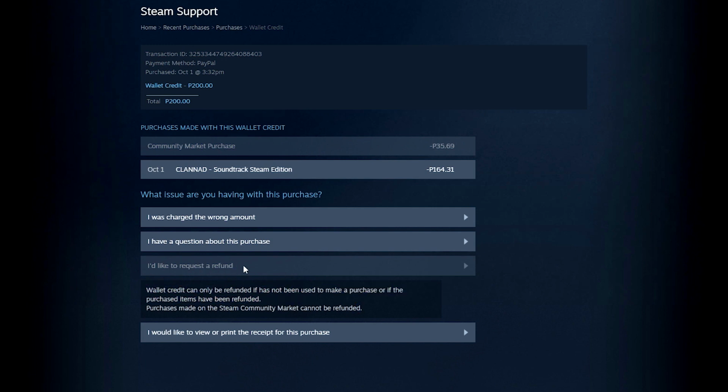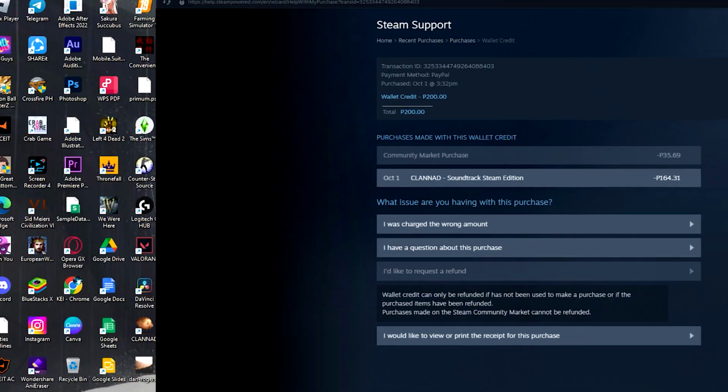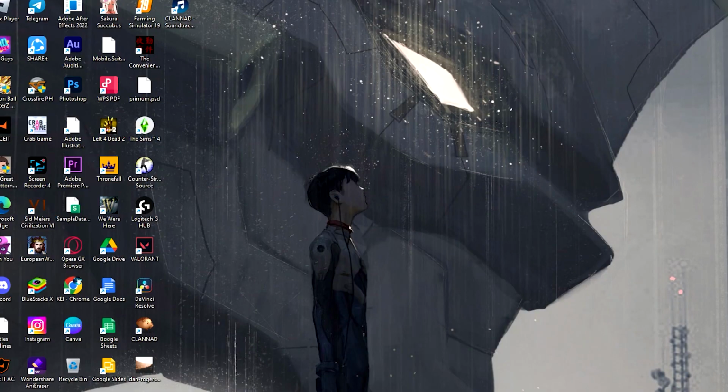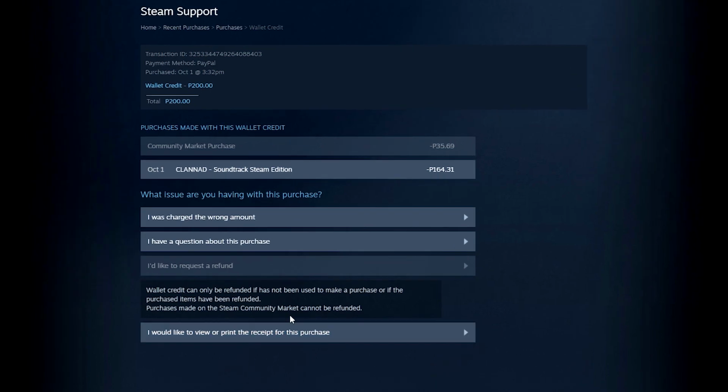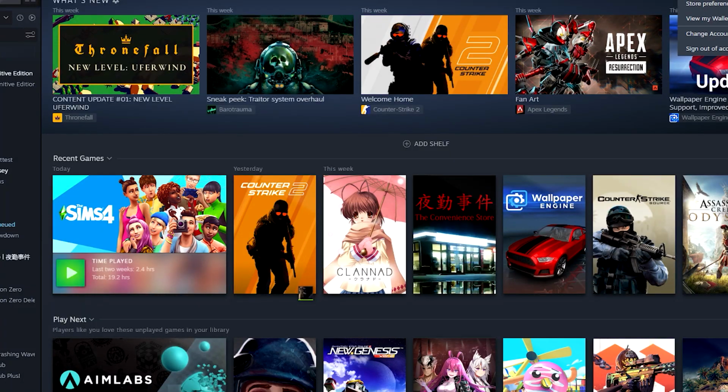So yeah, I cannot refund because I already bought something out of this one. I know, I bought something really weeby. I'm not sorry for that either. So all you need to do is head over to that. Get your amount refunded if you haven't used it.